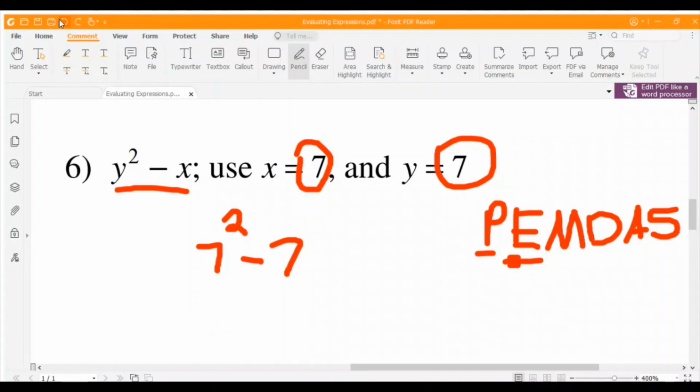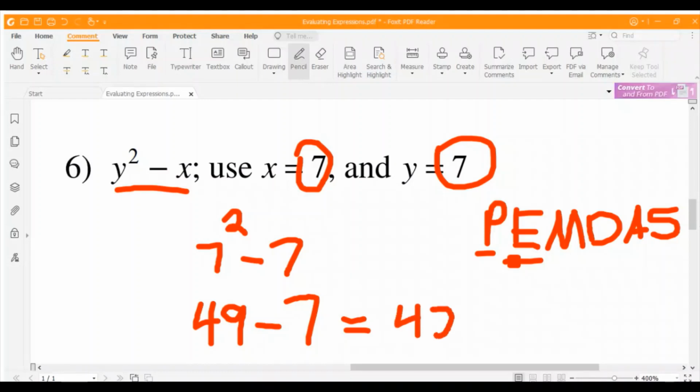And I've seen on the SAT, ACT, and college entrance exams, they will purposefully put an answer in there, if it's a multiple choice test, that works out if you said 14, because they know that's a common mistake. So don't let that be you. So 7 squared really means 7 times 7, not 7 times 2. 7 times 7 is 49. And so then I just bring down what I've got left, and 49 minus 7, last time I checked, is 42. So our evaluation for this particular expression, when x is equal to 7 and y is equal to 7, is 42.